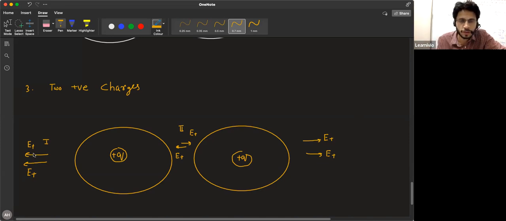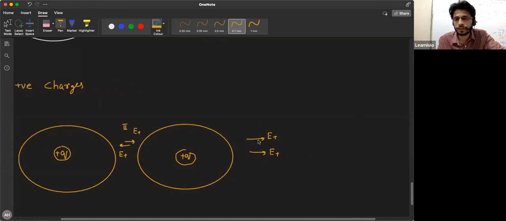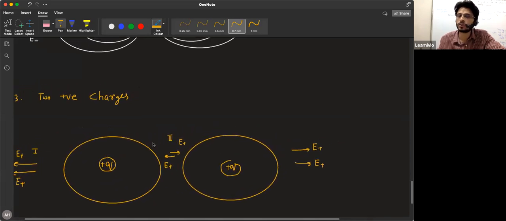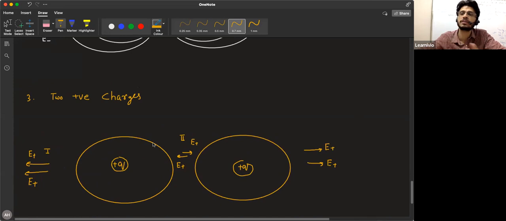Mazia, in region 1, see both the fields get added up. In region 3, both the fields get added up. But in region 2, fields are in opposite directions, so they get subtracted out. Right, Alia? Mazia, just try again. In which region is the field maximum? Field will be maximum where it gets added up. Right. 1 and 3, huh? In regions 1 and 3, fields get added up, so the strength is maximum. In region 2, they get subtracted out, so the strength is minimum.